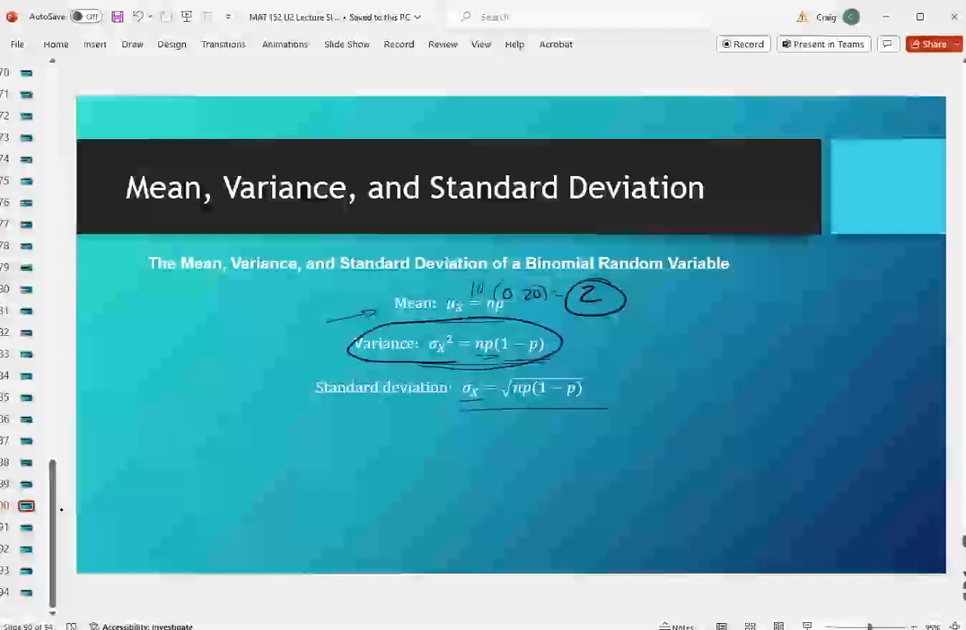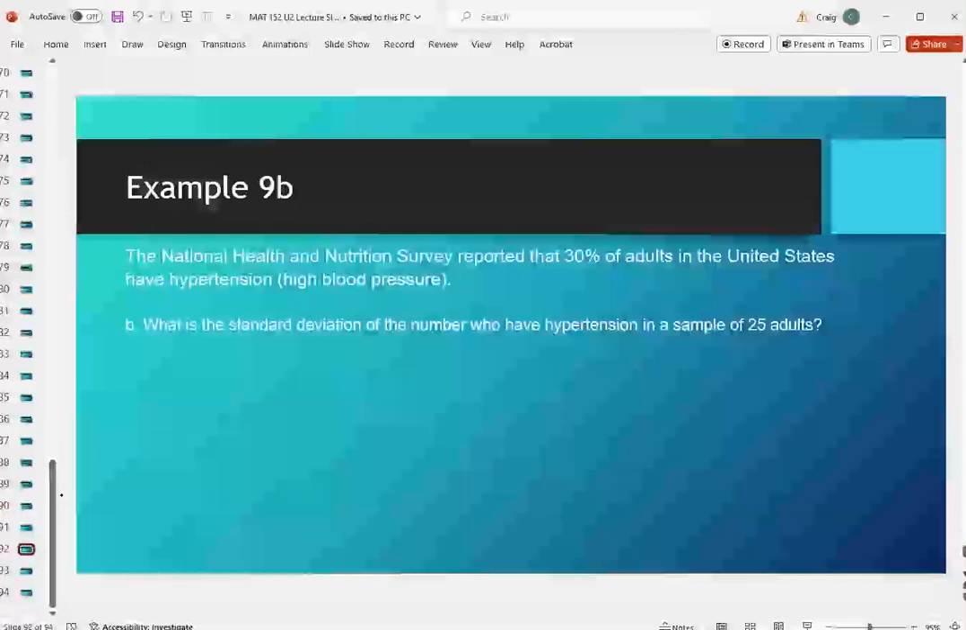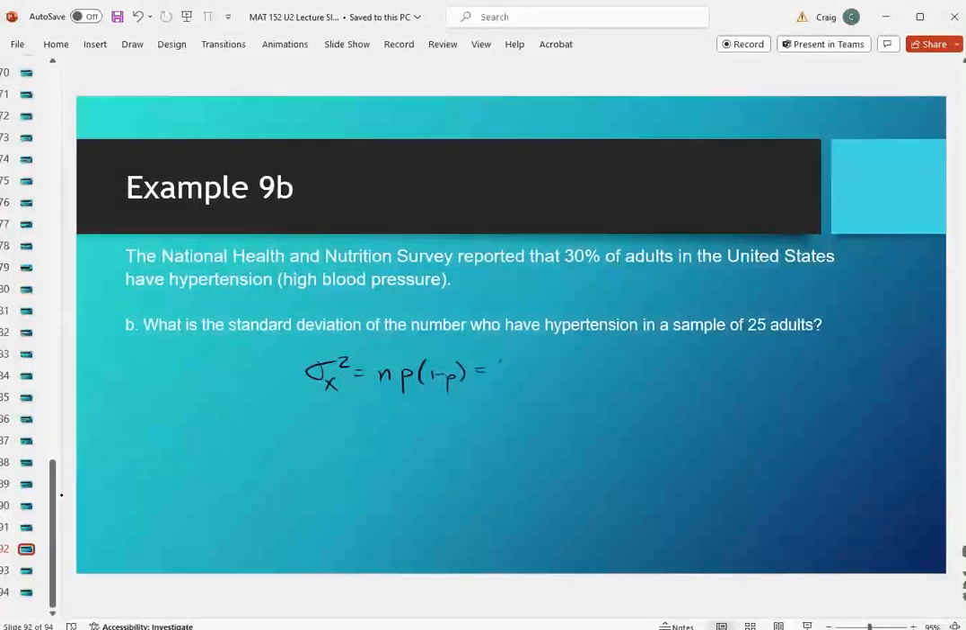The variance is just n times p times q, or 1 minus p. And so the variance is N times P times 1 minus P, and so that is 25 times 0.3 times 0.7. That will give us the variance, which is 25 times 0.3 times 0.7, 5.25.